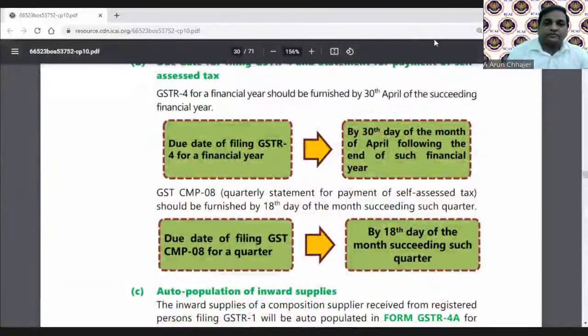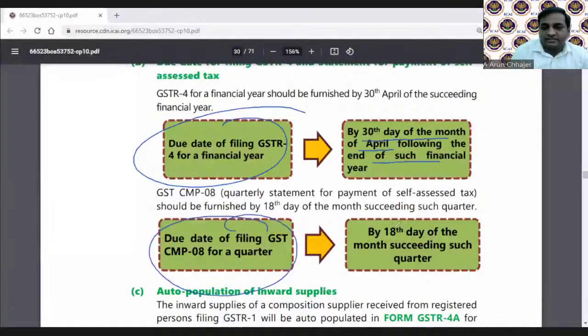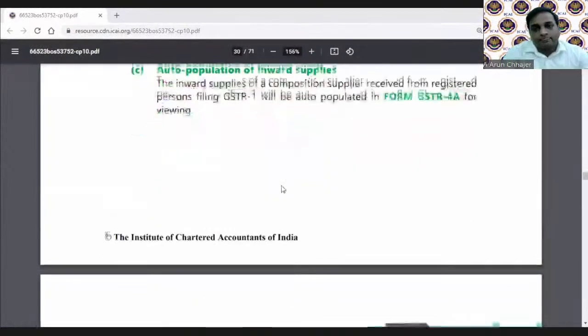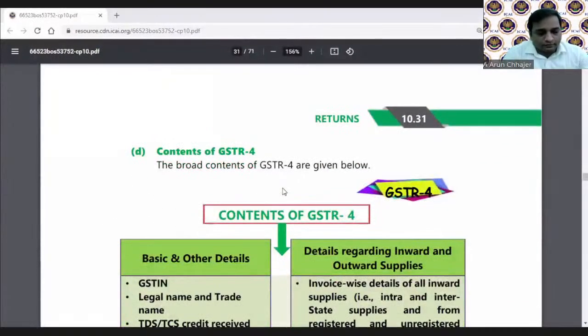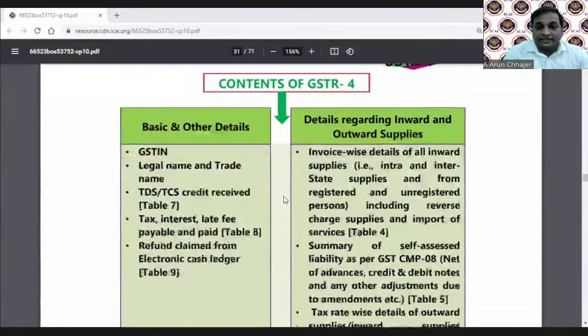So the due date of the GSTR 4 is the 30th day of the month of April following the end of the financial year. What is the due date of the GST CMP 08? 18th day of the month succeeding the quarter. CMP 08 is for the payment of the taxes. Now, content of the GSTR 4 you can discuss in short. Basic detail: GSTIN number, legal name, trade name, TDS, TCS credit received, tax, interest, late fees payable and paid, refund claim from electronic cash ledger.